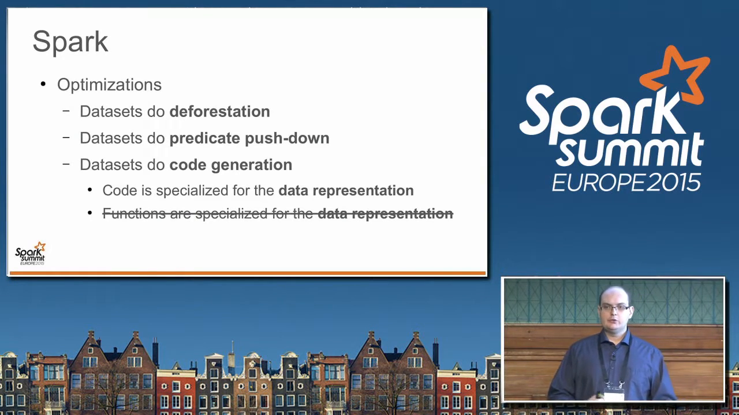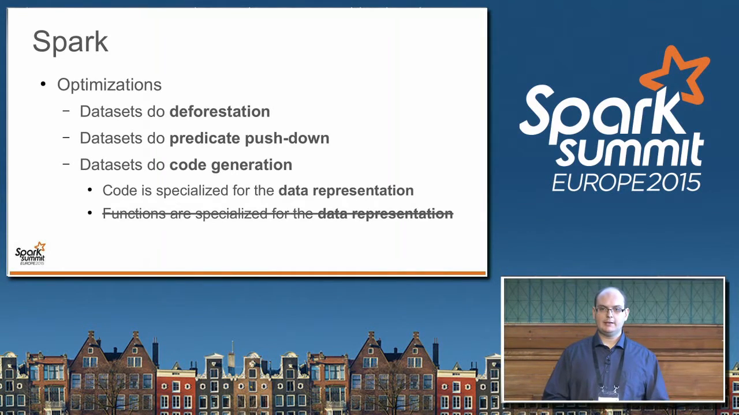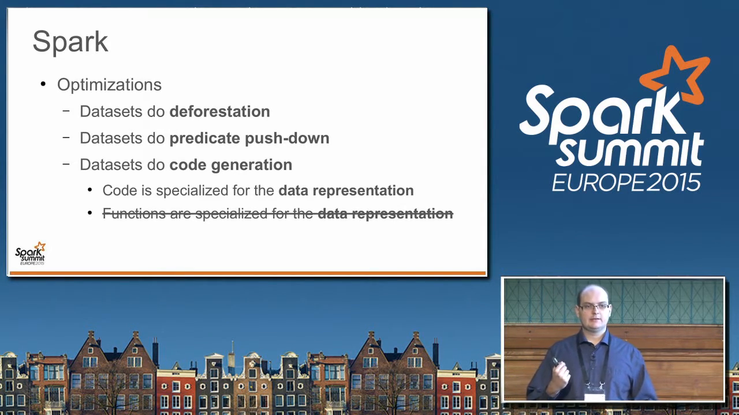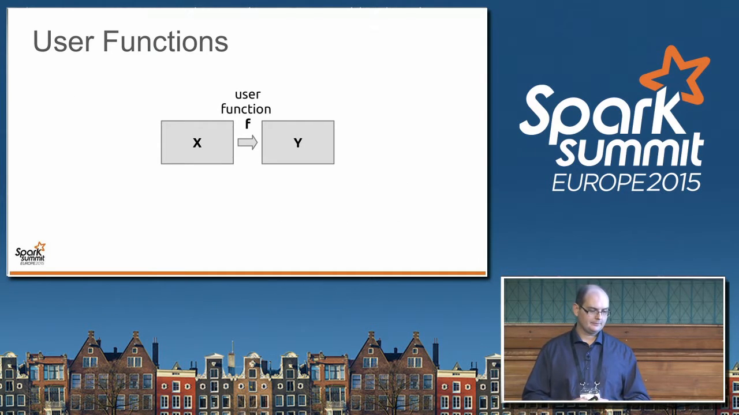Now, data sets, the new abstraction that they are developing, they do deforestation, they do predicate pushdown, they do code generation, and they do specialize the code. But there's a little problem. Functions that you define in Scala continue to operate on objects. As Michael called them in the presentation yesterday, they're opaque objects. So you need to create the object and pass it to the function and get the response back.